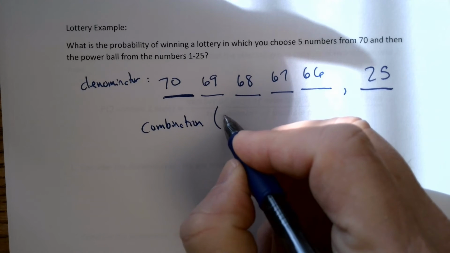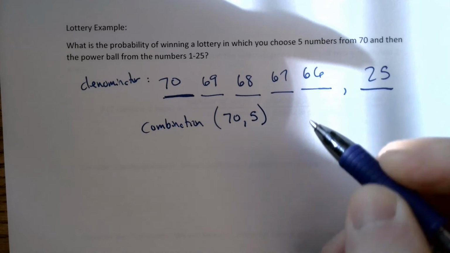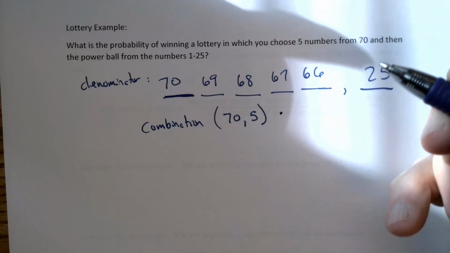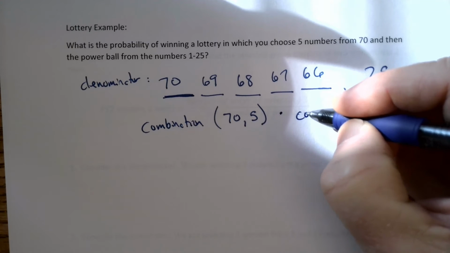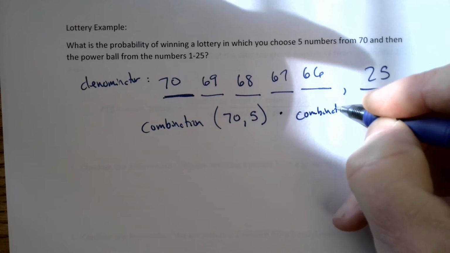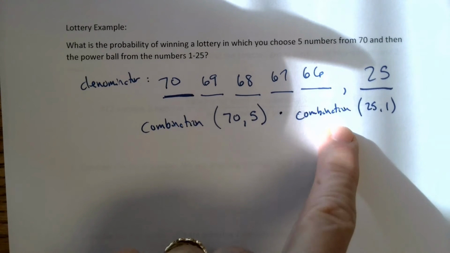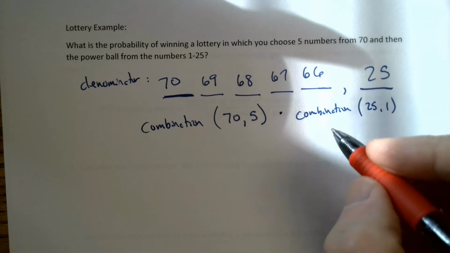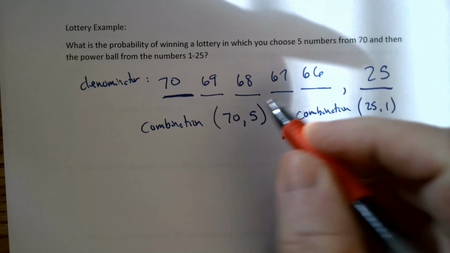Combination of 70, 5 times, well, a combination of 25, 1. But that is just 25. There's only 25 ways to pick one ball from a group of 25. So this is 25 here. But it's this one that's weird, the 70, 5.